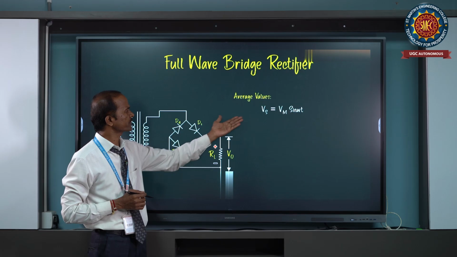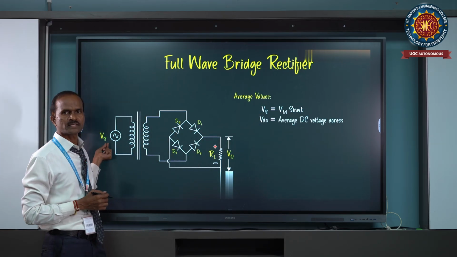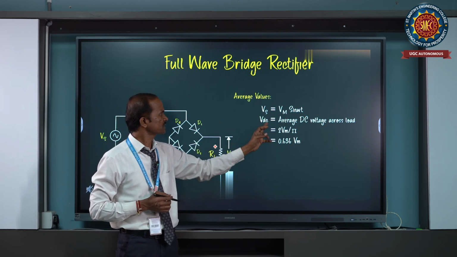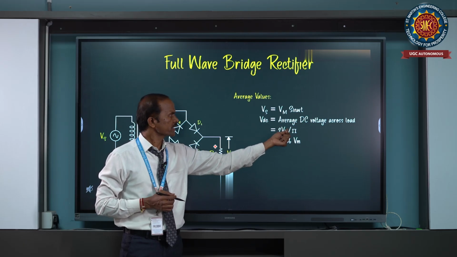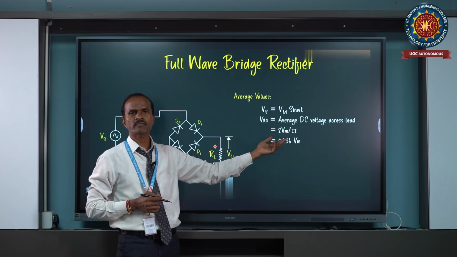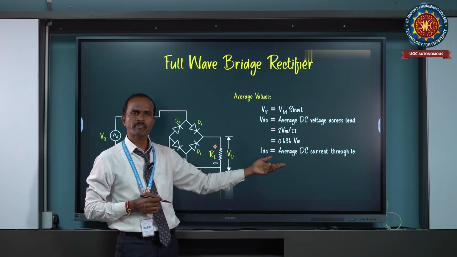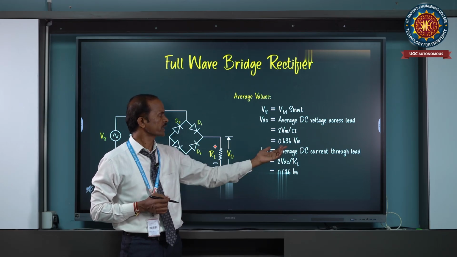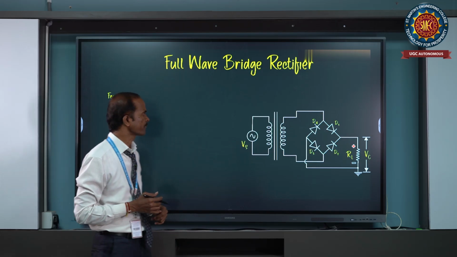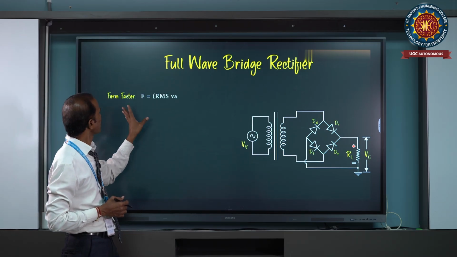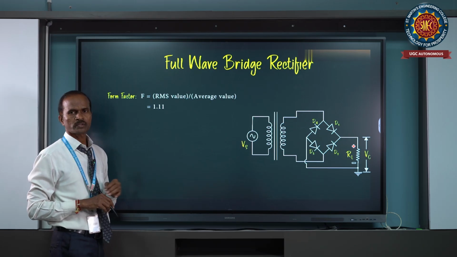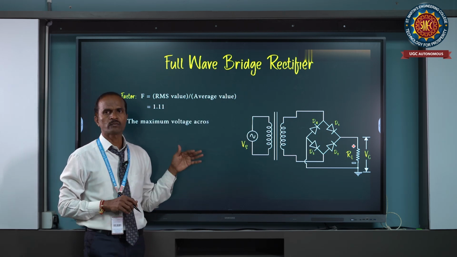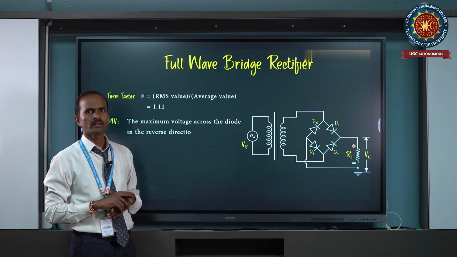Here Vs, the input voltage, is equal to Vm sin omega t. We know that. This is the VDC, meaning the average DC voltage, that is 2 Vm by pi. In the case of a half wave rectifier, the DC voltage is equal to Vm by pi. In the case of a full wave rectifier, VDC, the average voltage, is equal to 2 Vm by pi, that is 0.636 Vm. Now for the full wave rectifier, the form factor value is the RMS value by the average value, that is 1.11. This is the full wave rectifier and bridge rectifier efficiency, right?